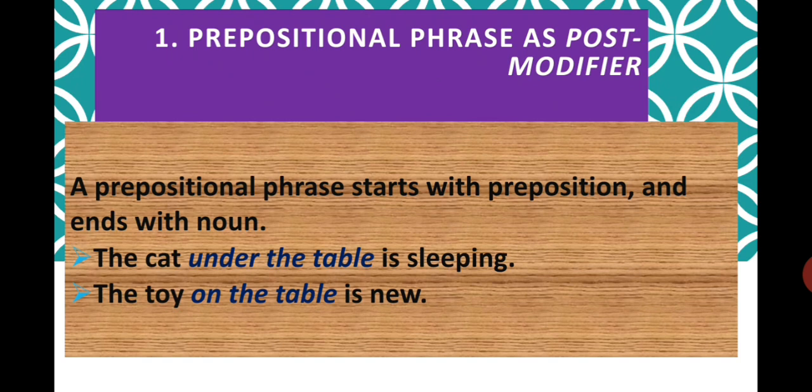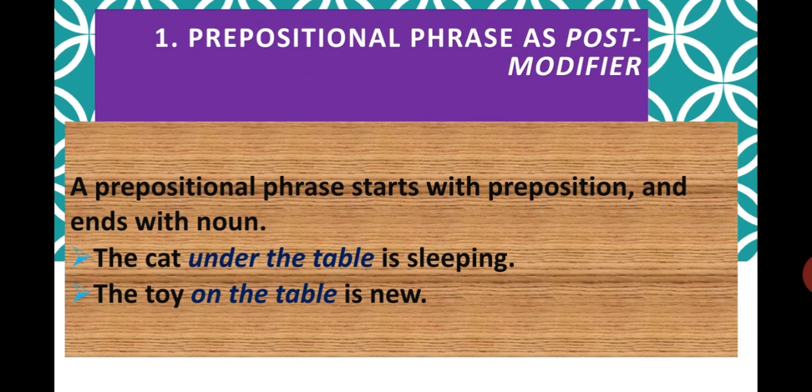Prepositional phrase as post modifier. A prepositional phrase starts with a preposition and ends with a noun. Look at the example. The cat under the table is sleeping. Here in this sentence, under the table is a prepositional phrase. It starts with a preposition, under, and ends with a noun, table. And this prepositional phrase is giving more information about the word cat.